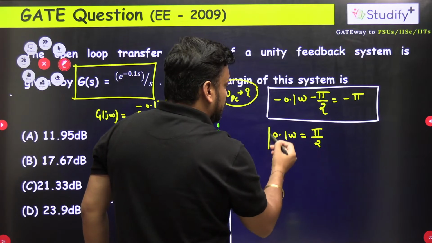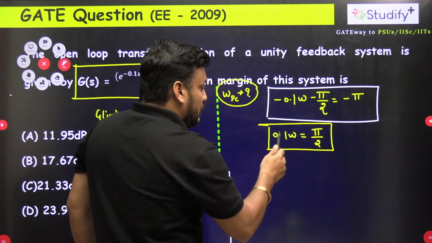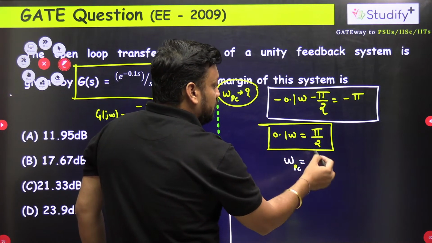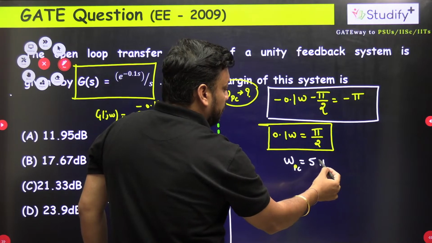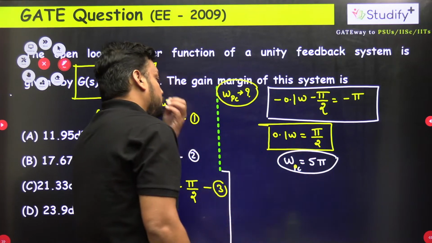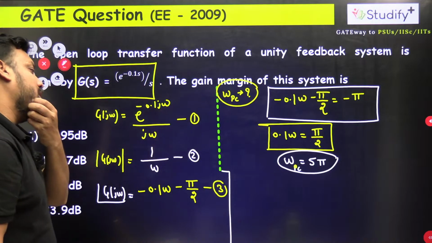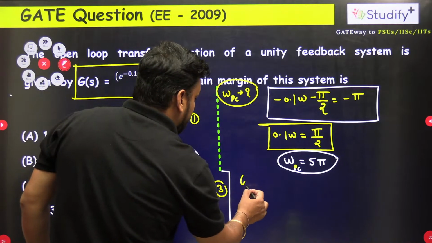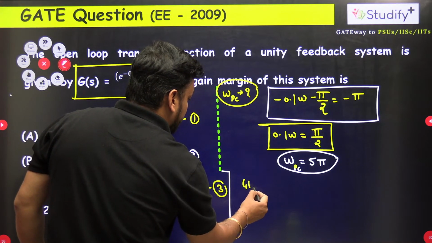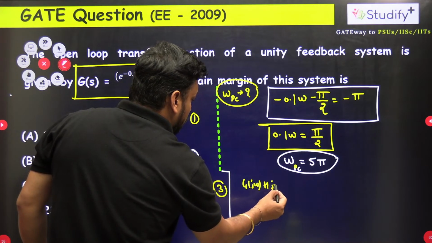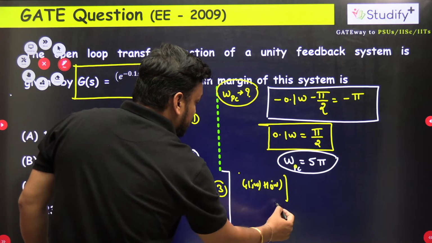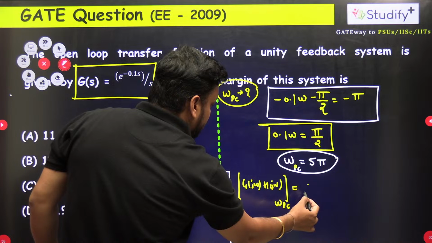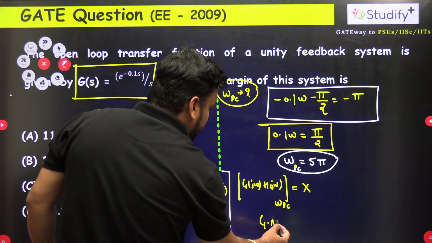Is this crystal clear, dear children? Now tell me what is finally omega PC? Is it 10 pi upon 2, so is it 5 pi? Omega PC is 5 pi. And what is gain margin, sir? For gain margin, first of all you have to calculate x. The magnitude of G(j omega) H(j omega) at omega PC gives you x, and the gain margin is 1 by x.